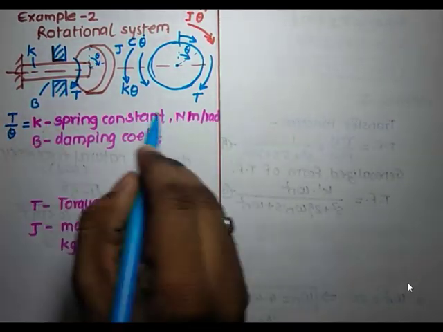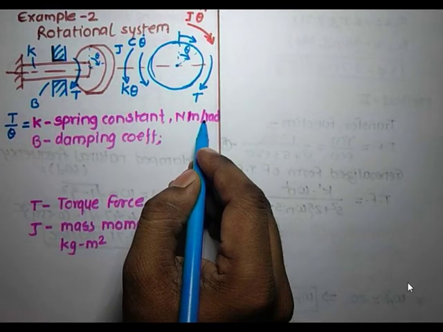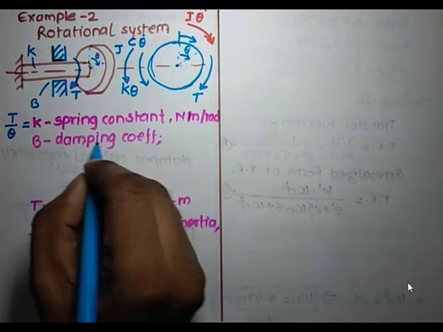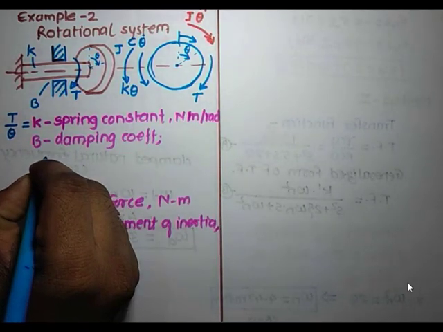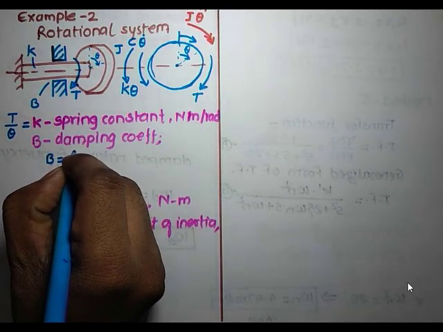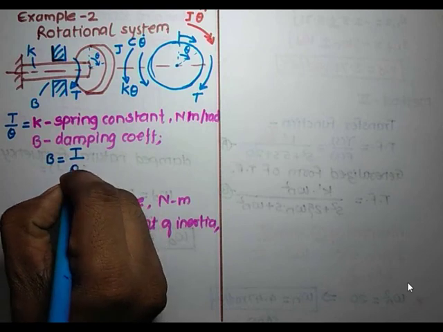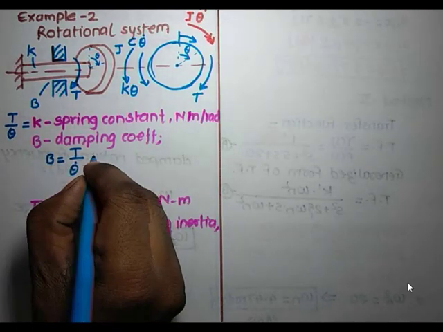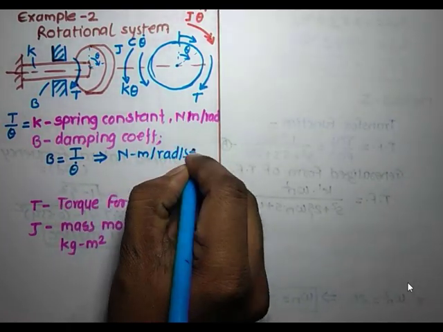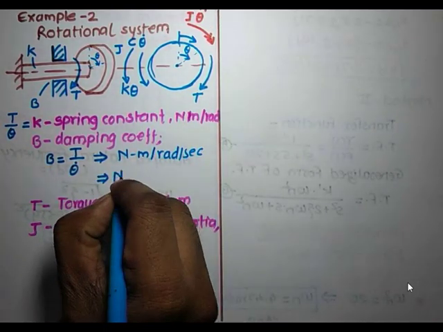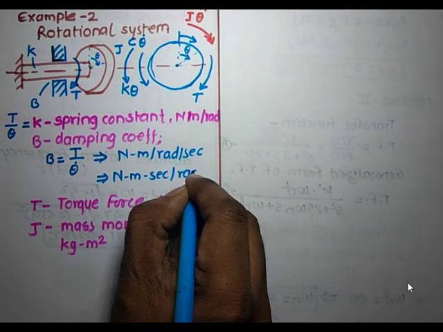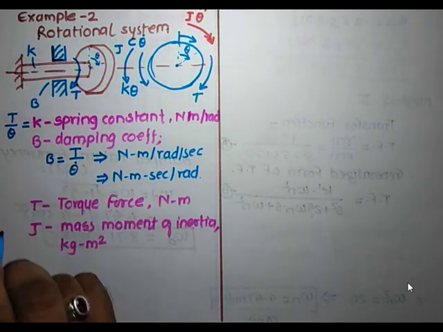Since torque is in Newton meter and theta is measured in radian, Newton meter per radian is the unit of spring constant. B is the damping coefficient. As per the definition, damping coefficient is equal to force per unit velocity. Here the force is torque and the velocity is angular velocity theta dot. So the unit is Newton meter per radian per second, or we can write Newton meter second per radian. It is the unit of damping coefficient.